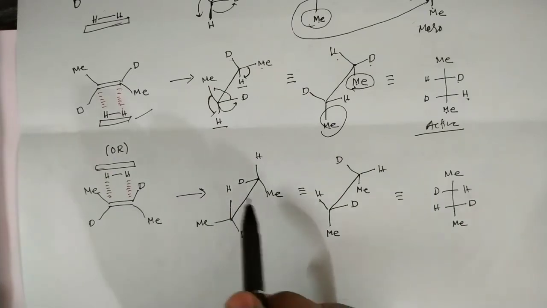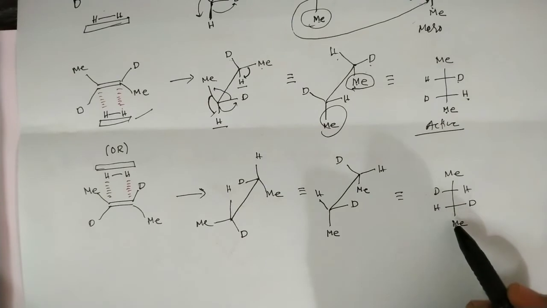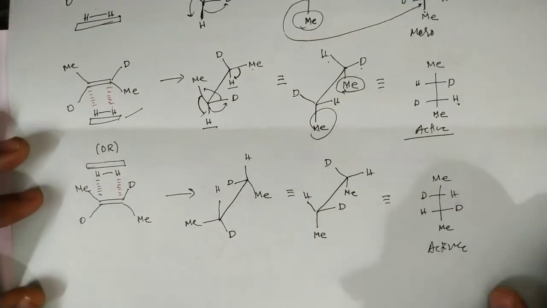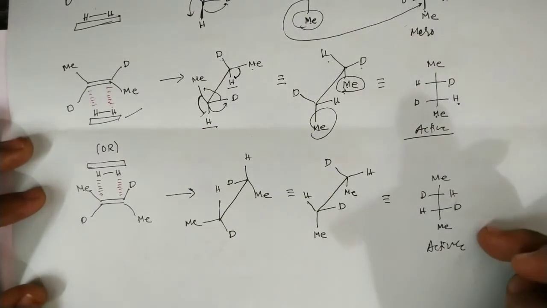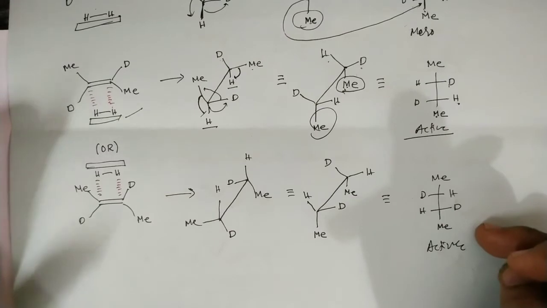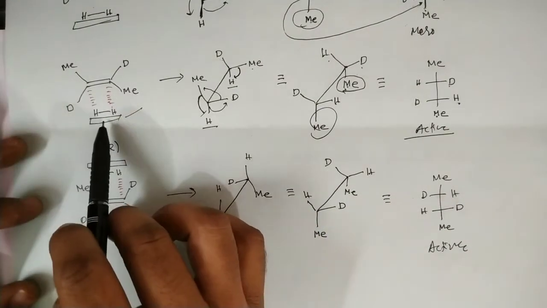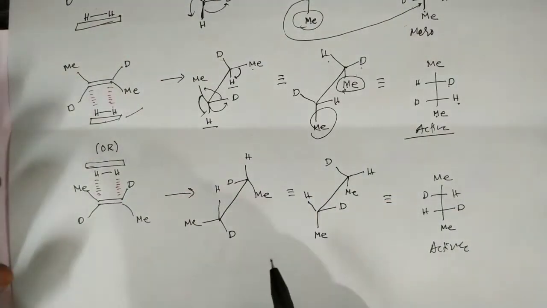We can repeat the same process. You can see this conversion also. Finally we'll get a compound that is also optically active. In this case these two compounds are different, because these two are mirror images of each other, enantiomers of each other. So the point is that the trans compound on syn addition gives two compounds, that is a racemic mixture.